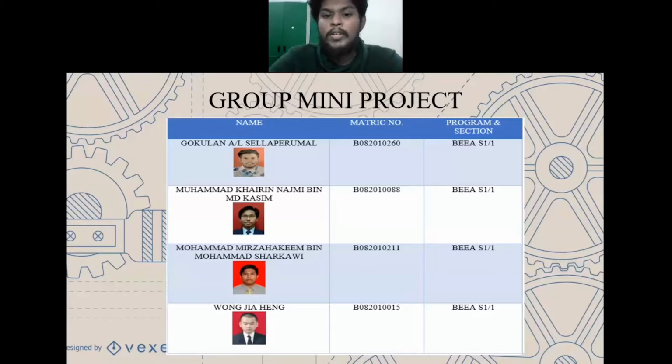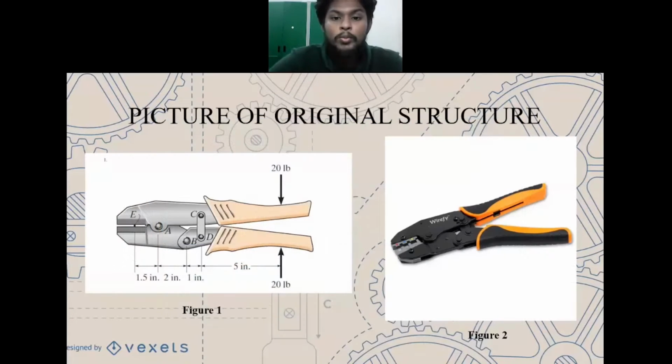Hello, I'm Gokulan here, representing my group members to introduce themselves. Our group consists of 4 students who will conduct the lab session together, along with this mini project. I'm Gokulan, followed by Kairin, Mirza and also Wong, who are my friends. We chose the wire crimper as our mini project to solve some equations we did. Let me give some explanation on this wire crimper.